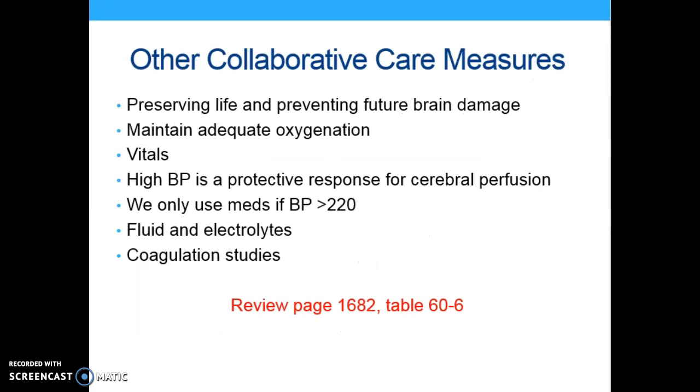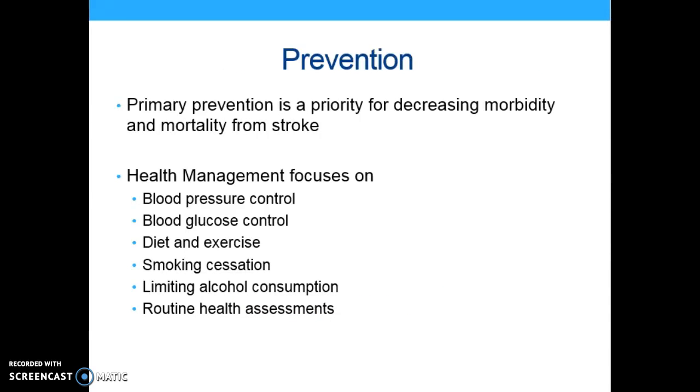Other collaborative care measures include preserving life and preventing future brain damage, maintaining adequate oxygenation, obtaining vital signs and ensuring they're within the normal limits. High blood pressure initially is quite normal. It's a protective mechanism. We really will only treat the blood pressure for an acute stroke if it's over 220. We want to manage fluid and electrolytes and look at their coagulation studies.